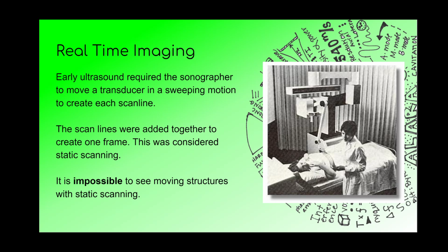And then if they wanted another picture, they started the whole process over, dragging the transducer back and forth along the abdomen. Because it would take, let's just say, 30 seconds to drag it all the way across the abdomen, it was impossible to see moving structures. So this type of scanning was considered static scanning. Not like we can now with our real-time scanning.